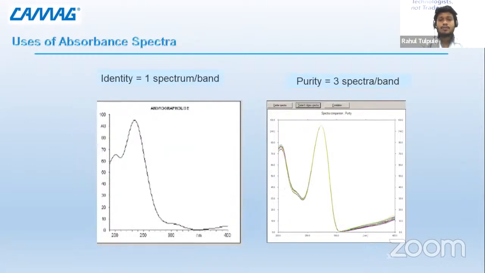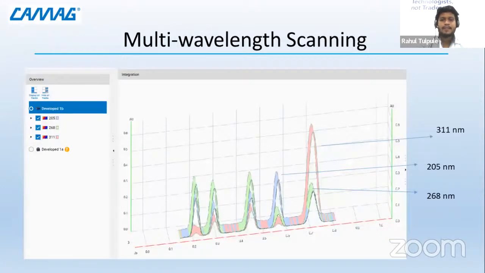When it comes to identification, it can be done in two different ways: we can check whether the band we are obtaining is the same, or we can check the purity of the band. If a co-eluting analyte is interfering with our band of interest, we can identify that as well using the purity of the spectra. Then we can also have multi-wavelength scanning, which means you can scan the same plate at a time in three different wavelengths or more.